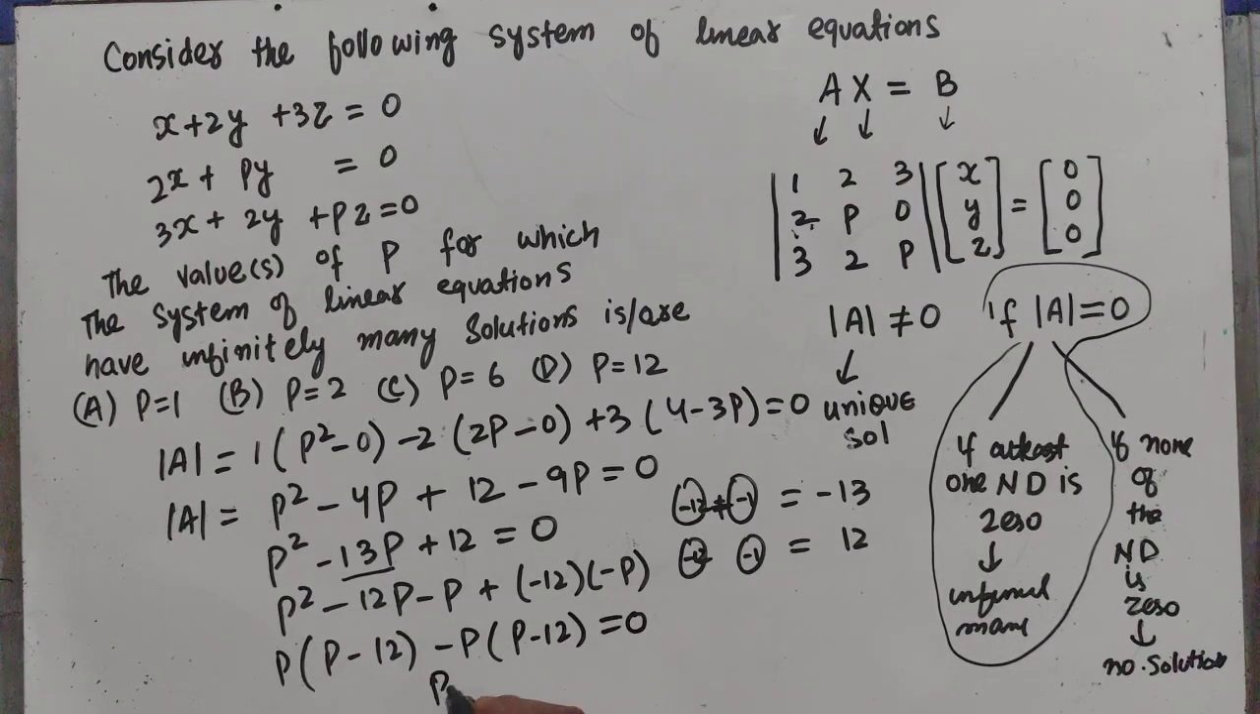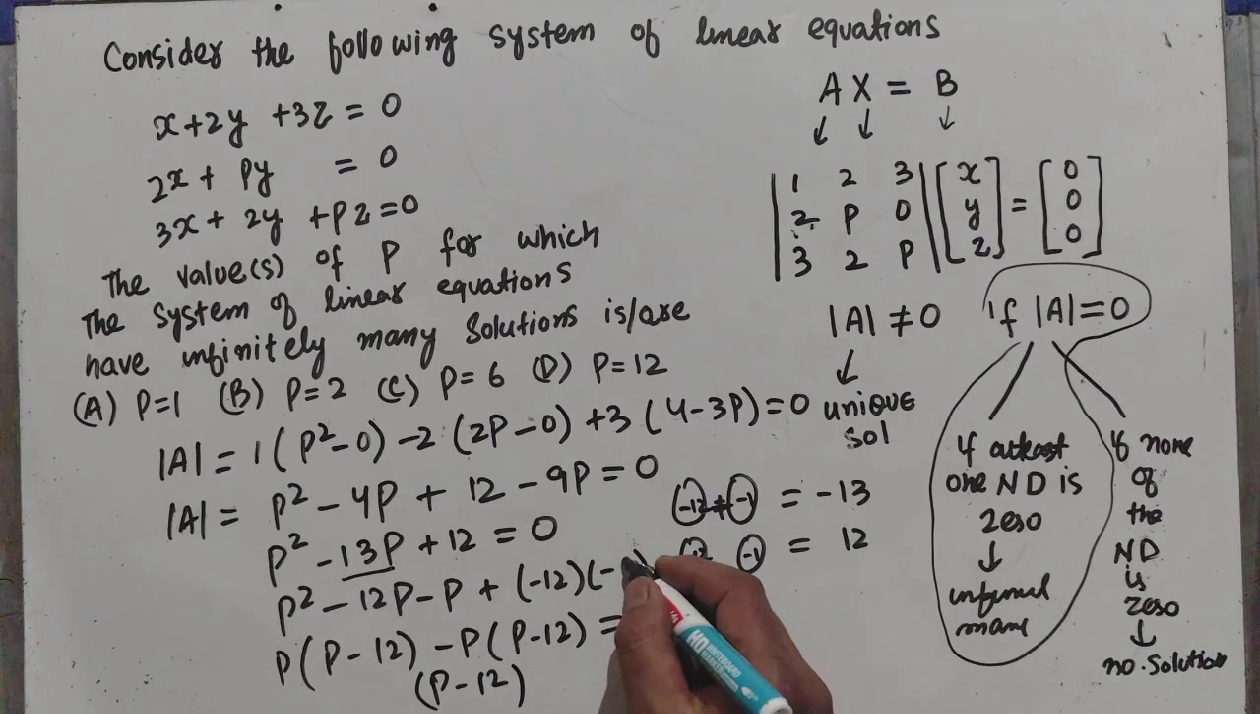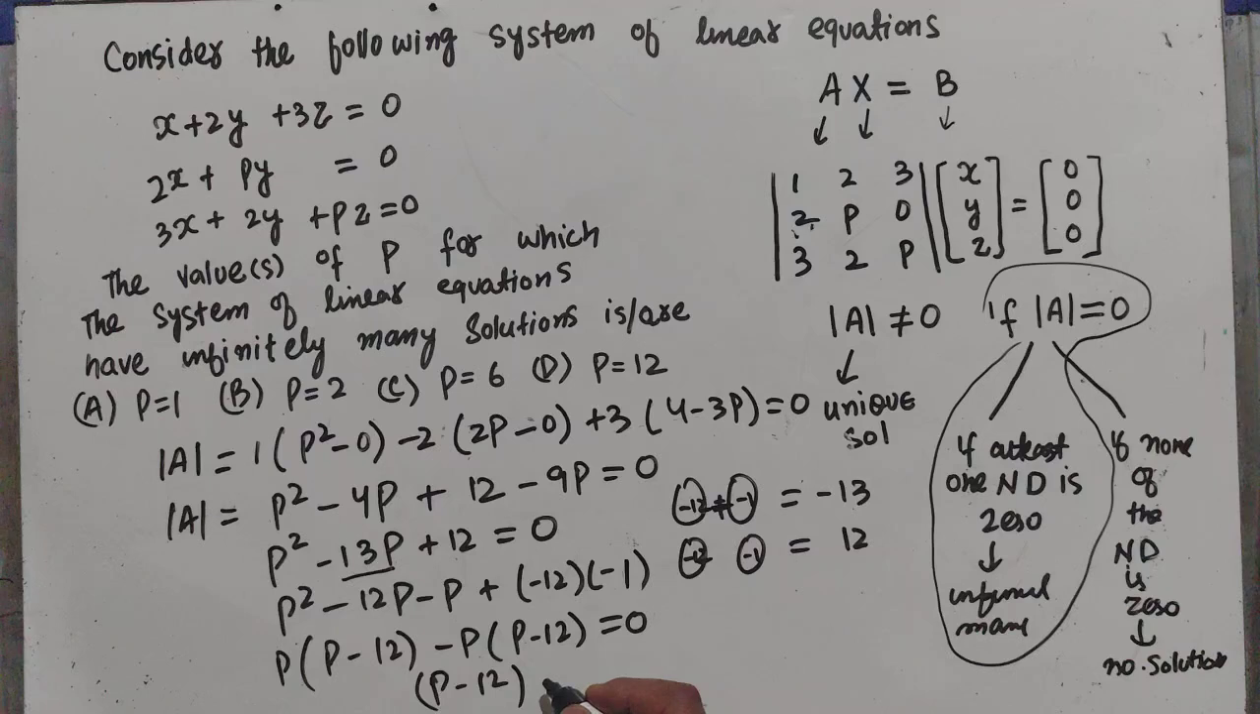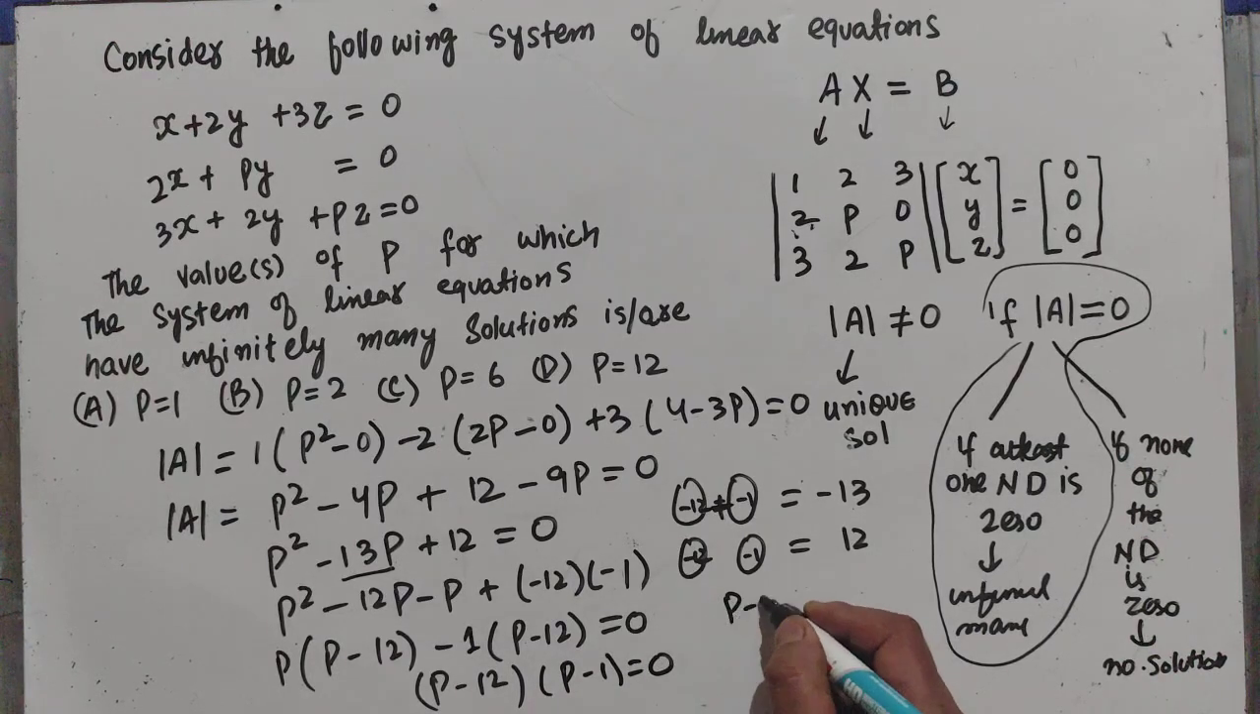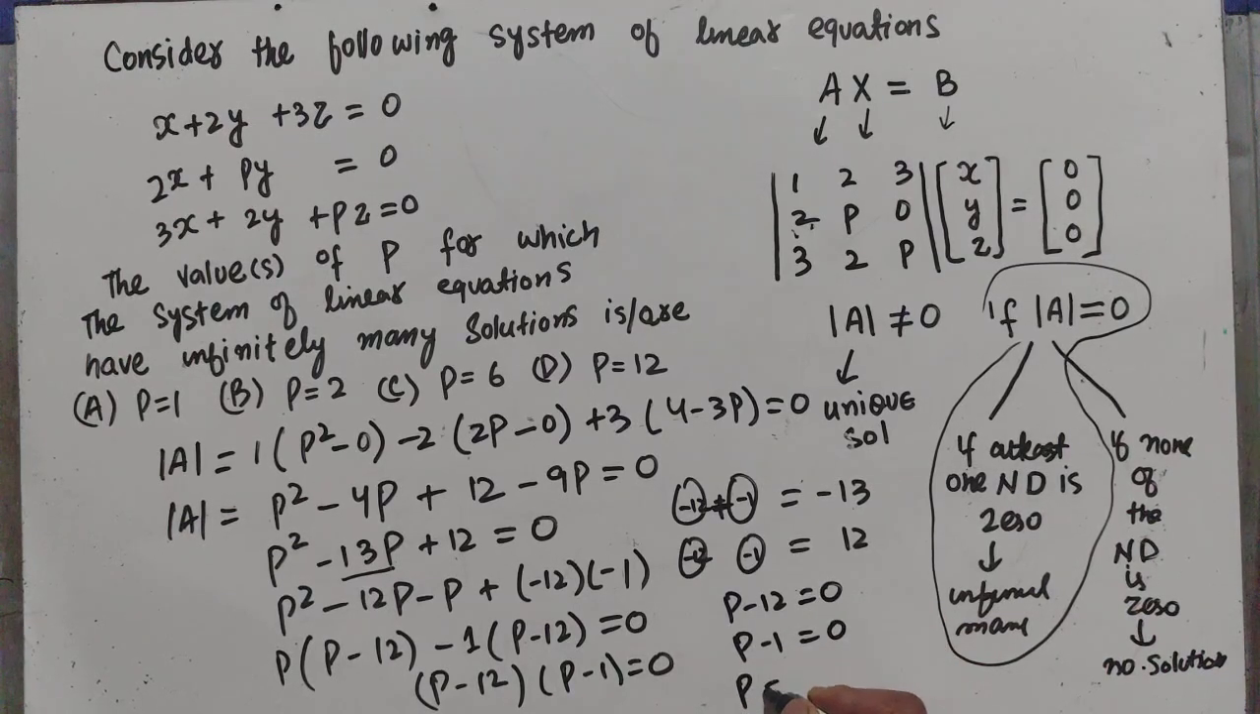Let us take p minus 12 common. So here it is minus 1. Sorry, we have taken minus 1 common here. Okay, so then we are left with p minus 1 should be equal to 0. That means either p minus 12 is equal to 0 or p minus 1 is equal to 0, which gives us p is equal to 12 and p is equal to 1. So the values for which the given system of equations has infinitely many solutions: p should be equal to 12 and p should be equal to 1.